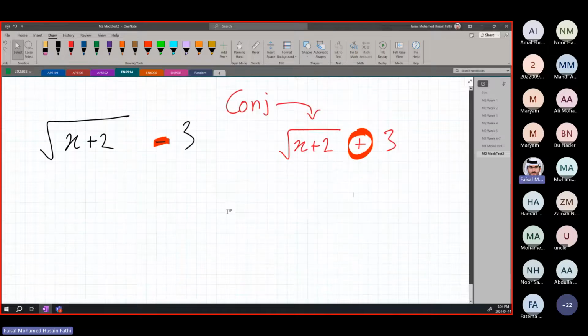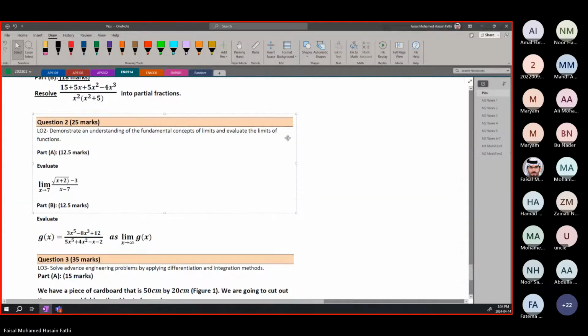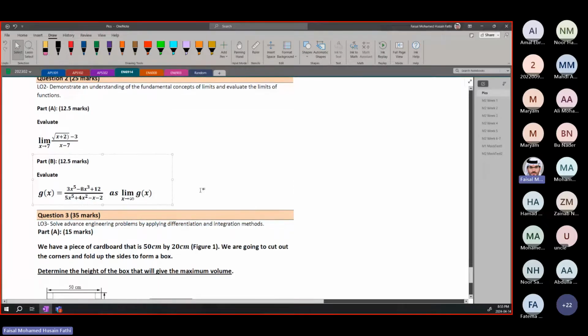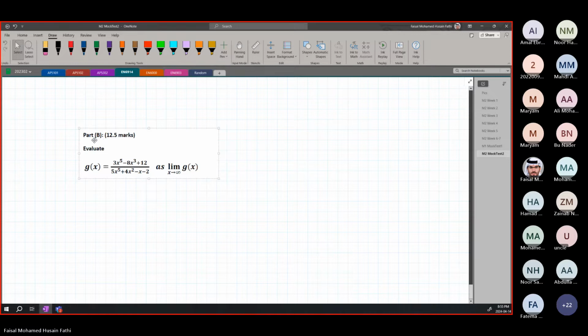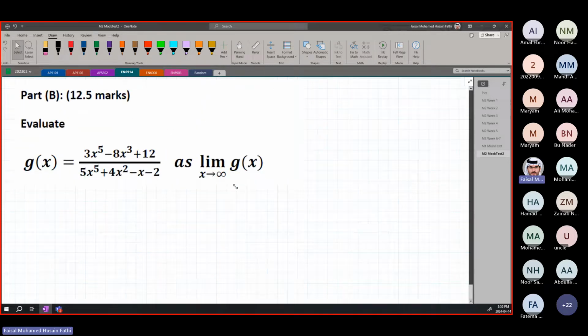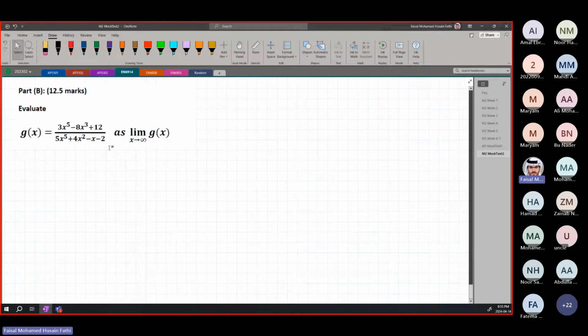Moving on to the next question. Oh, perfect. There's a limit to infinity here again. So let's do that. I'm guessing in the exam, they're going to give you two limit questions, one approaching a number and one approaching infinity. So it's saying evaluate g of x as x approaches infinity.